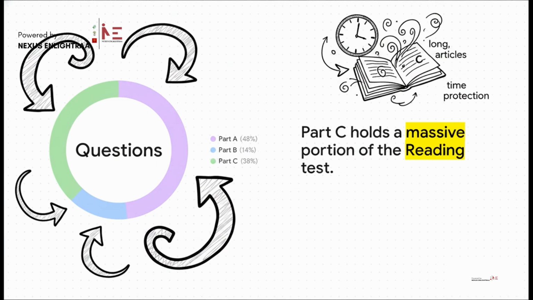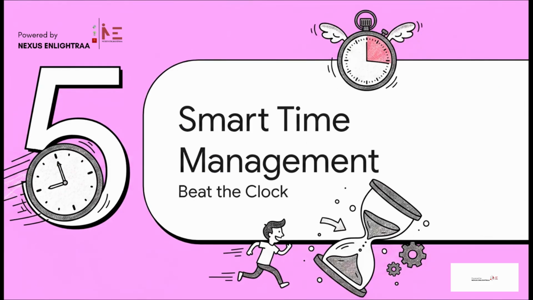Just look at how these questions are sliced up. This chart highlights a massive structural reality of the exam. Part C holds a huge 16 questions. Because Part C makes up such a large portion of your overall score, you've got to protect your time. You absolutely need enough minutes left on the clock to evaluate those long, complex articles properly. And that is a perfect segue into our final section, Smart Time Management Strategies. Let's explore how to safely manage the clock during this critical portion of the test.